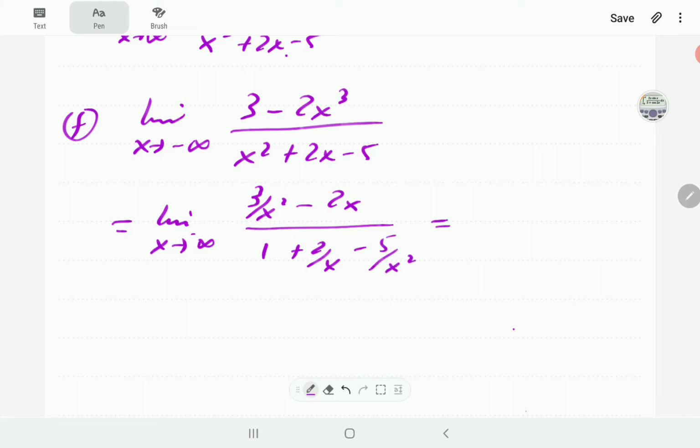If we let x go to negative infinity, this term goes to 0. This one goes to, let's just do this.